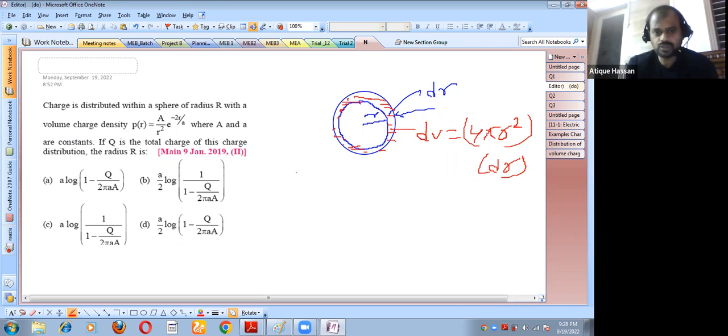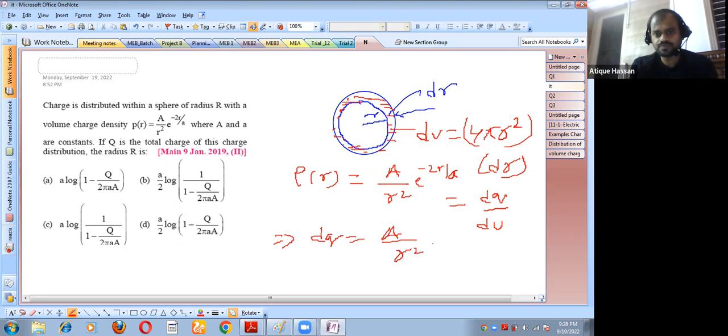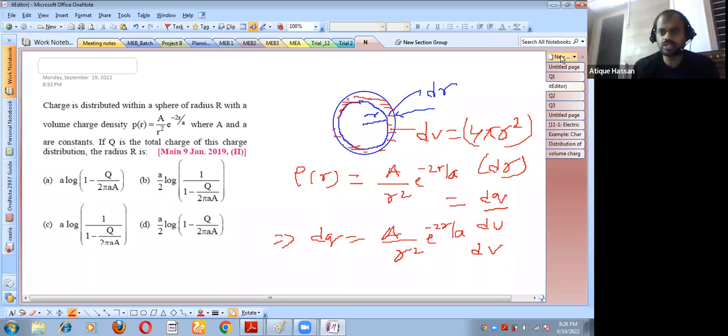So we know that the charge distribution is given in the question, which is a by r square e to the power minus 2r by a, and that is equal to charge per unit volume, dq upon dv. So from here we can calculate dq, which will be equal to a by r square e to the power minus 2r by a dv. Getting my point? Yes, sir. So from here we can calculate the total charge q.